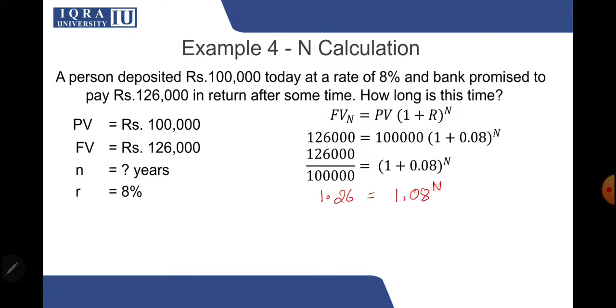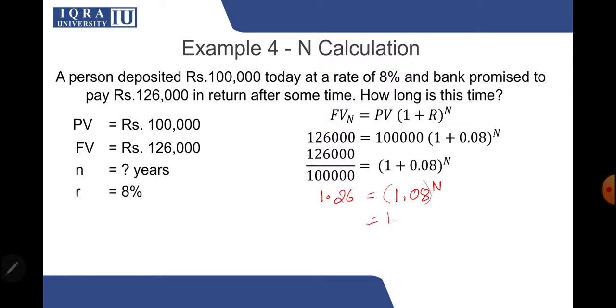Now this n is in the power, and you need to isolate this n. Usually students make the mistake that they will shift this 1.08 into division on the other side. You can't do this because 1.08 is not multiplying by this n. This is actually in its power. So you need to bring it down from the power. In order to do that, we're going to apply log on both sides, because log has this property that you can bring down the power.